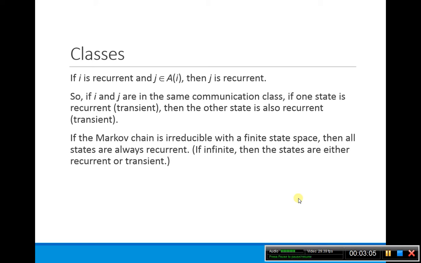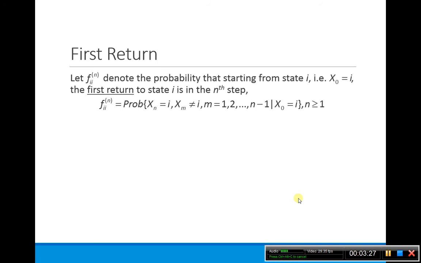This naturally means that if a Markov chain is irreducible, so all of the states are in the same communication class, with a finite space, then we say the states are always recurrent. It's a little hard to think about if it's infinite, where the states can be either recurrent or transient. We're not going to really talk about that. We're going to stick with finite Markov chains.